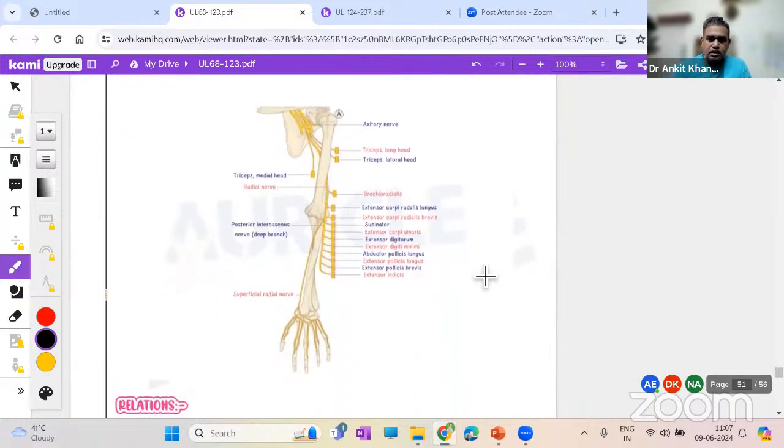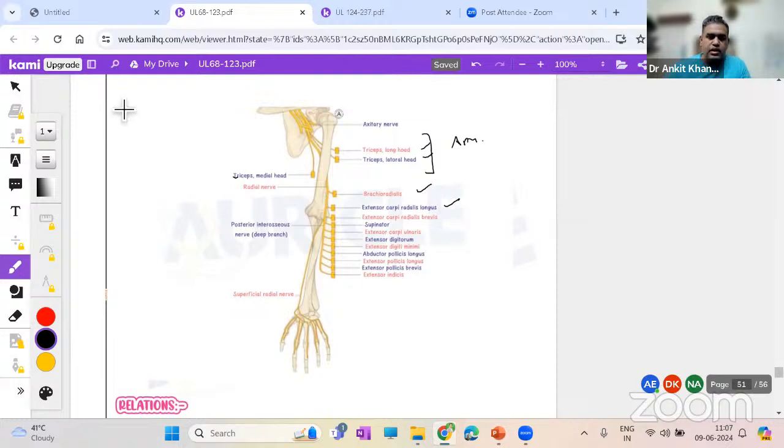Now here you can see in this image the different muscles that it's going to supply. We should also know what these different muscles are. Right from the arm region, it is obviously going to supply all the heads of triceps. Then it also supplies brachioradialis and extensor carpi radialis longus.